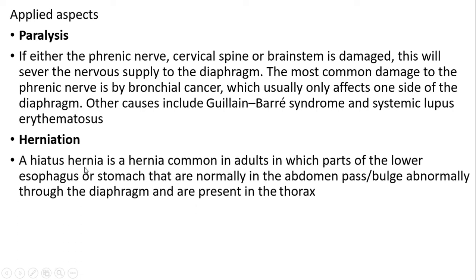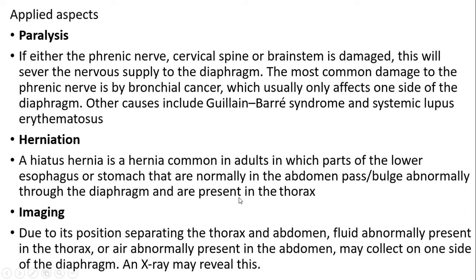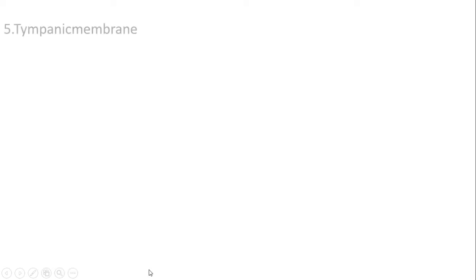Herniation. A hiatus hernia is a hernia common in adults in which parts of the lower esophagus or stomach that are normally in the abdomen bulge abnormally through the diaphragm and are present in the thorax. Imaging. Due to its position separating the thorax and abdomen, fluid abnormally present in the thorax or air abnormally present in the abdomen may collect on one side of the diaphragm and X-ray may reveal this.